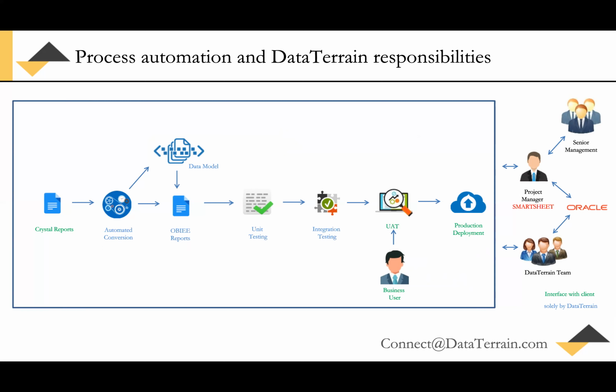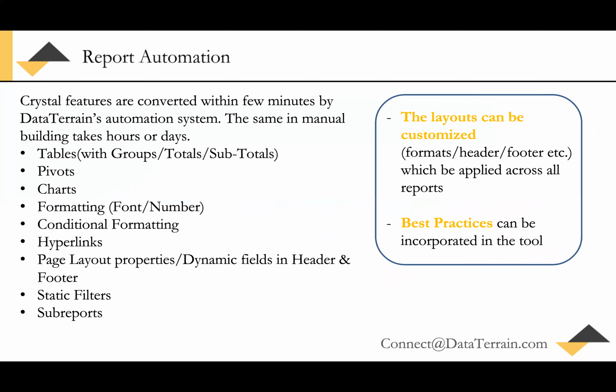We then work with customers intimately to ensure that the business user accepts the report and retain a hands-off approach to ensure speed and quality assurance. Our automation tool converts all components of the legacy reports: charts, formatting, links, sub-reports. There are many different customized reports that come through our tool, and we can handle all of them.